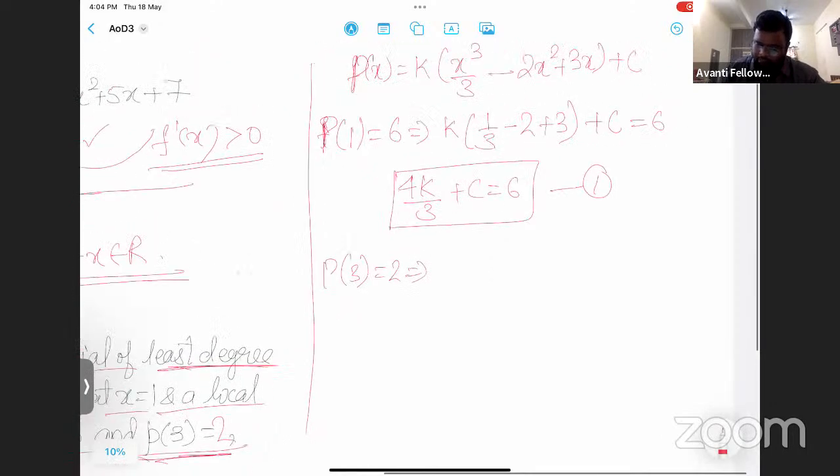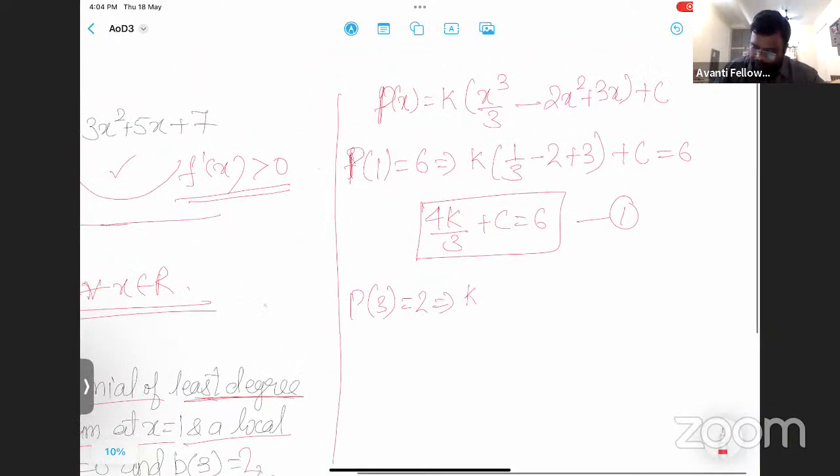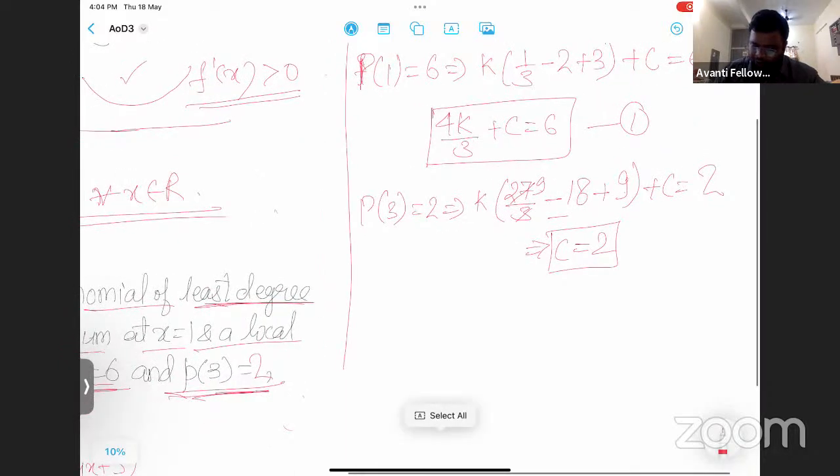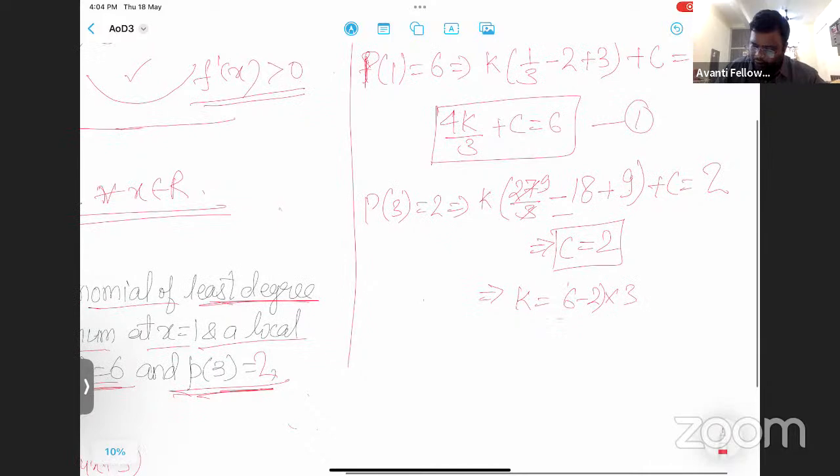So we'll get what, k times 3 cube, 27 by 3, minus 3 square 9 into 2, 18, plus 3 times 3 is 9, plus c is equal to 2. Now 3 nines are 27, 27 by 3 is 9, plus 9 is 18, 18 minus 18 is 0. So ultimately we get c is equal to 2. Once we get c is equal to 2, this also implies k is equal to 6 minus 2 into 3 by 4, which is 3.